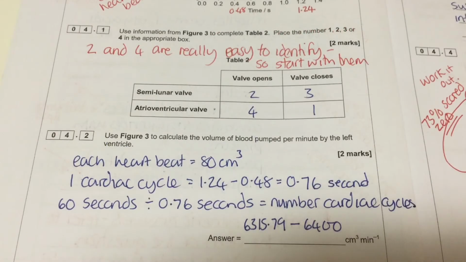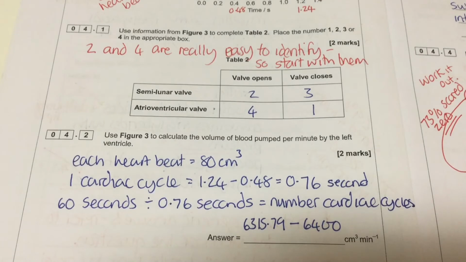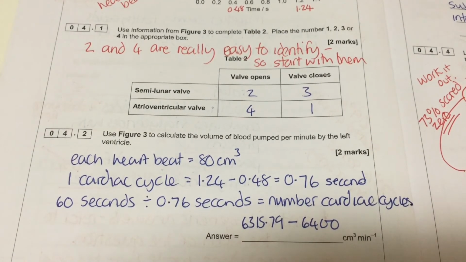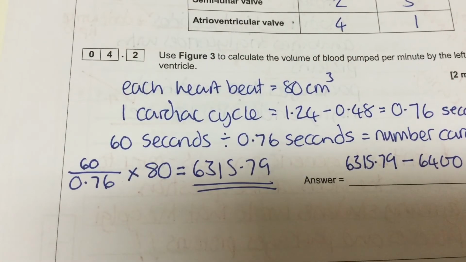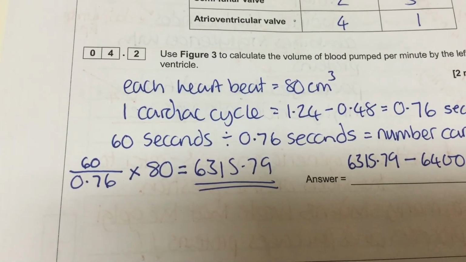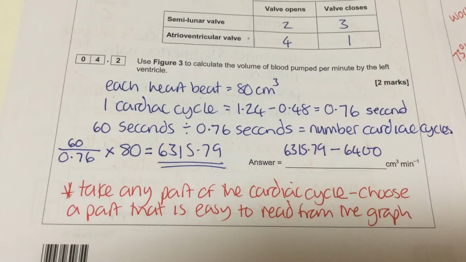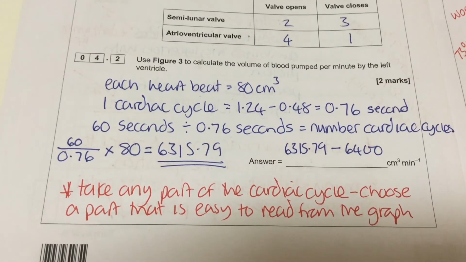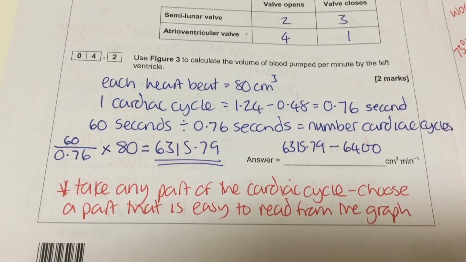So how many of those will fit into 60 seconds, which is 1 minute? What I need to do is take 60 and divide it by 0.76. And then the answer that gives me, I'm going to times by 80, because each one of those pumps 80 cubic centimetres of blood around the body. So the answer that it comes out as is 6,315.79. And they accept a range there from that number all the way up to 6,400.